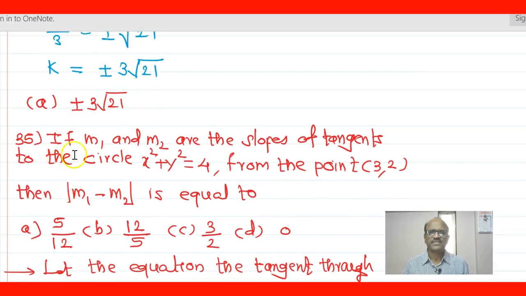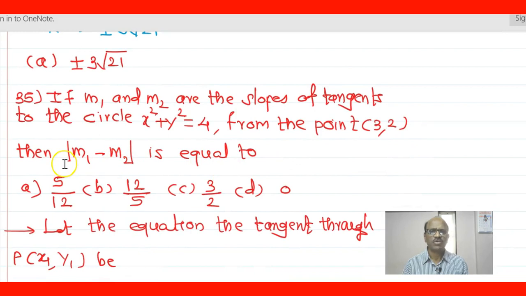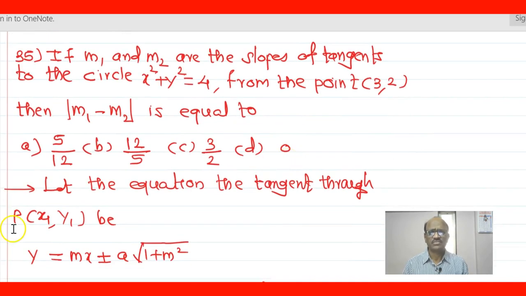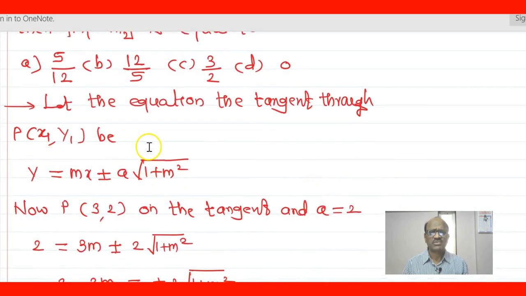Question number 35. If m1 and m2 are the slopes of the tangents to the circle x square plus y square is equal to 4, the standard equation, the center is 0, from the point 3, 2, then find the value of mod of m1 minus m2. And what is the value of m1 minus m2? The equation of the tangent through the point P(x1, y1), that is the equation of the tangent from the outside point, is y is equal to mx plus or minus a under root of 1 plus m square.